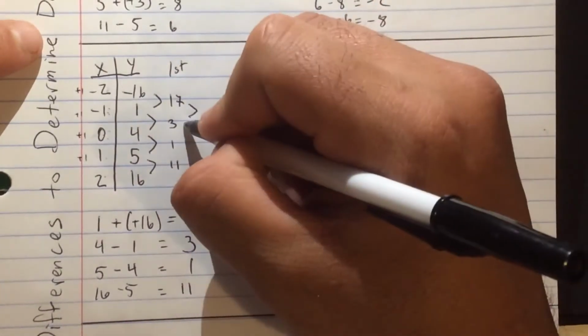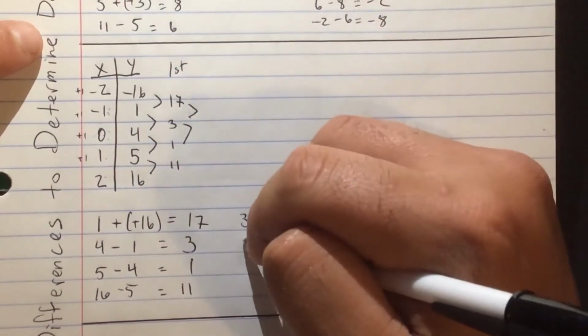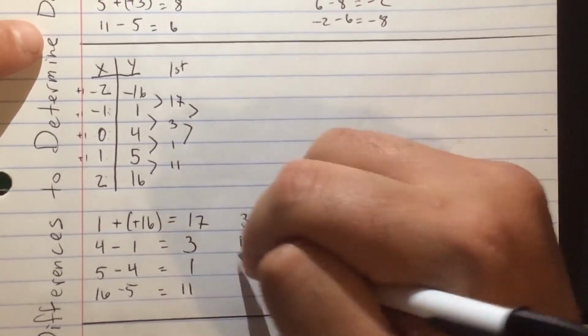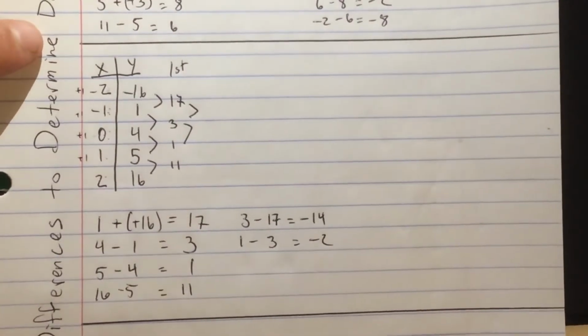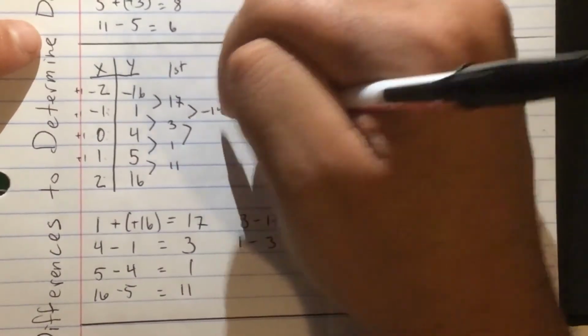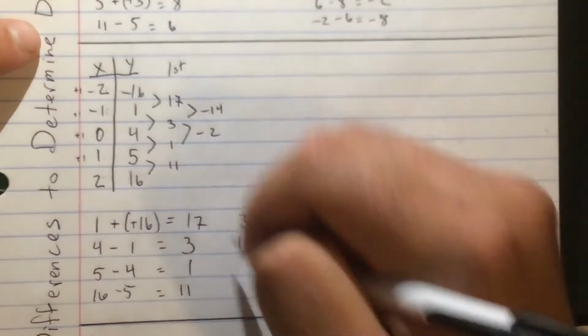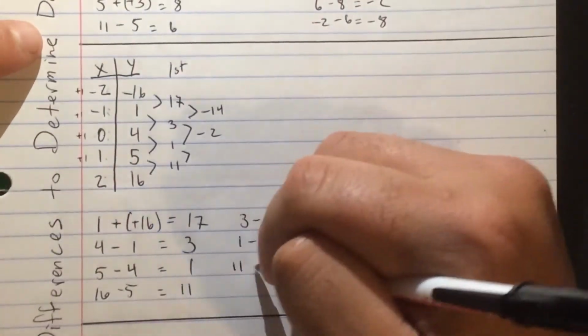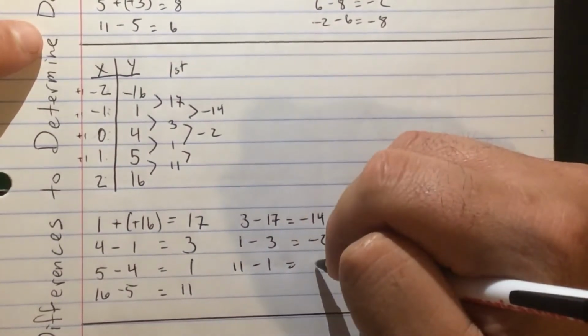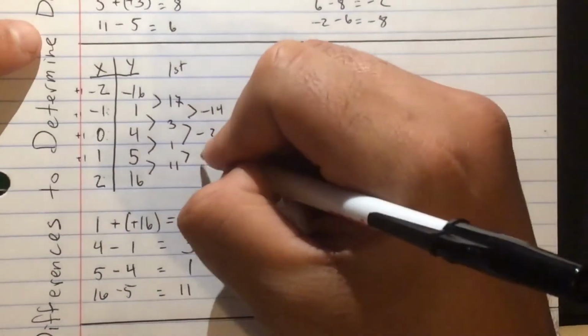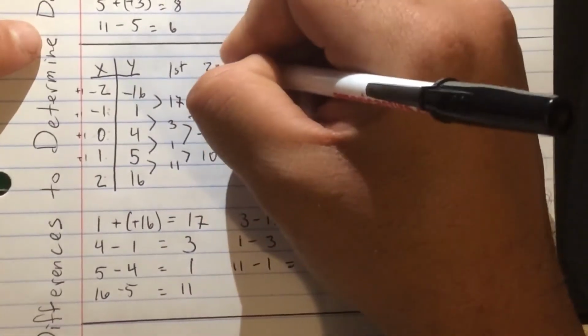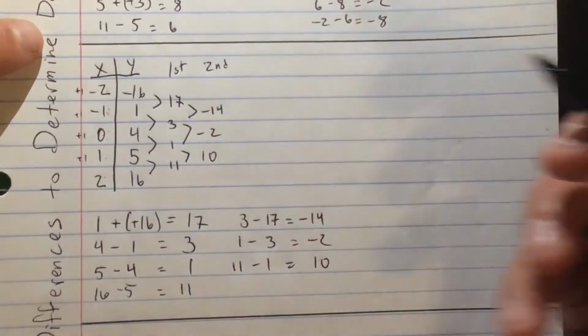And then we have the next one here. We have our 1 minus 3, which would give us a -2. Oh, sorry, let me write these in here. -14, -2. The next one would be 11 minus 1, which gives us a +10. This is our second difference. Once again, these are not the same, so we have to do it again.